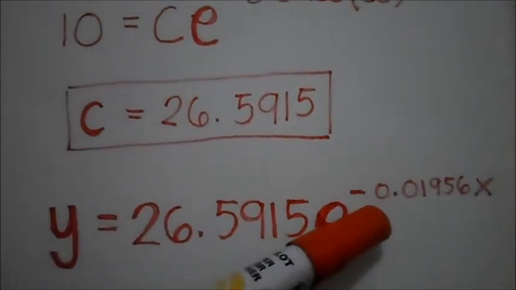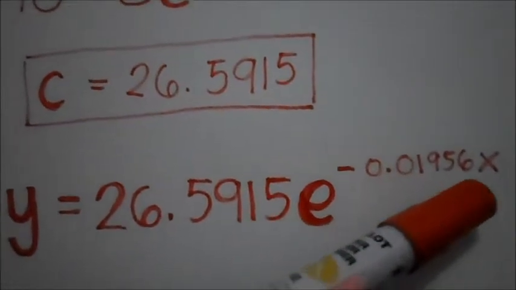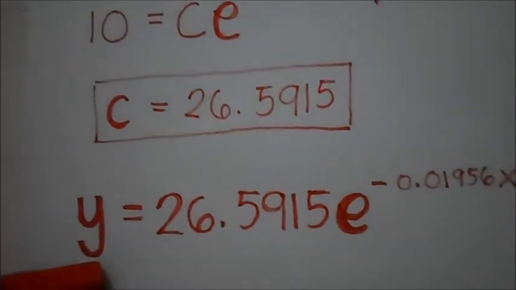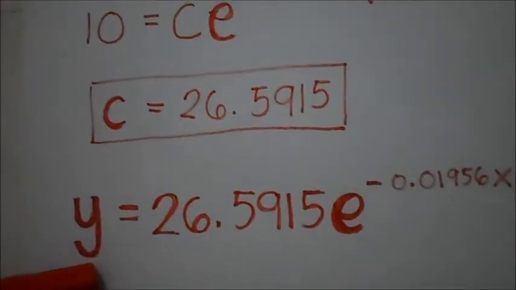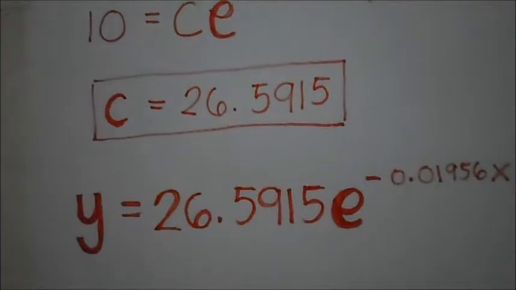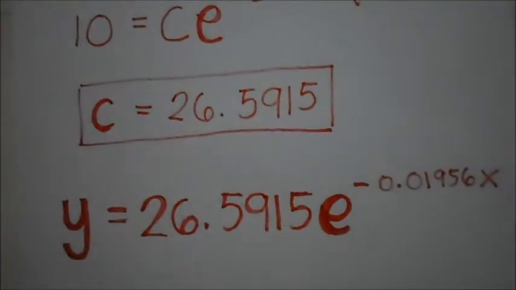Substituting this c into the equation, we have the final equation, which is y is equal to 26.5915 e raised to the power of negative 0.01956x. So this is our final equation, which is the formula connecting the intensity with respect to the depth.